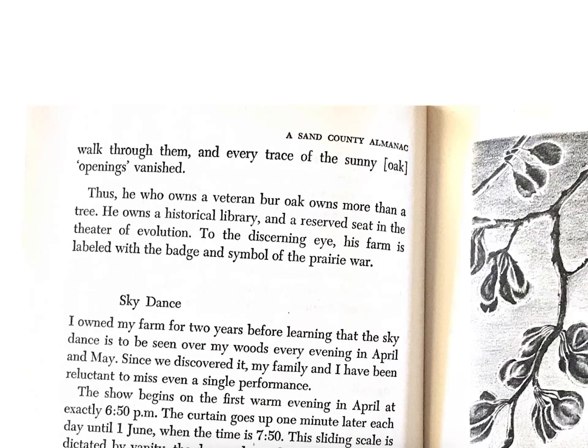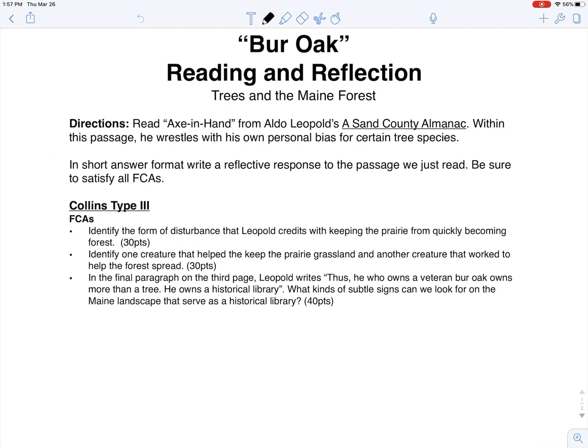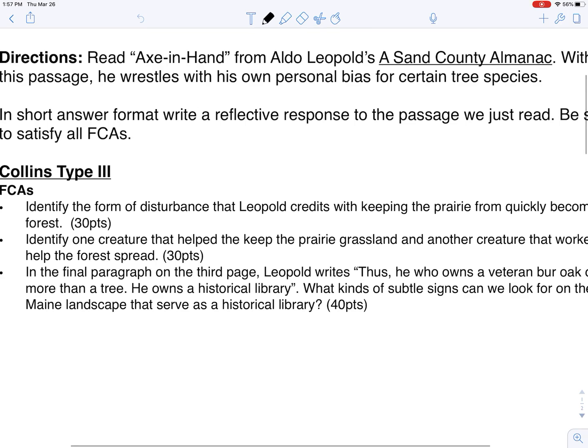Maybe you have one of those old wolf trees in the woods behind your house, or maybe your house is near a stone wall. Or can you think of maybe another example of a subtle sign of man's impact on the landscape, or even some natural changes, some succession going on around your house? See what you can do there as we go back and we look at our assignment.